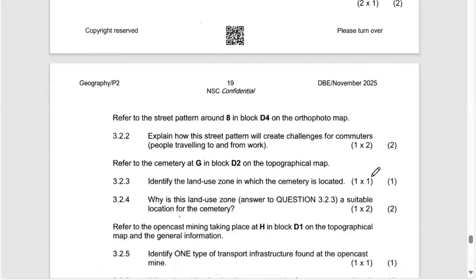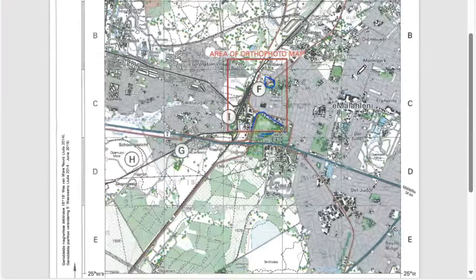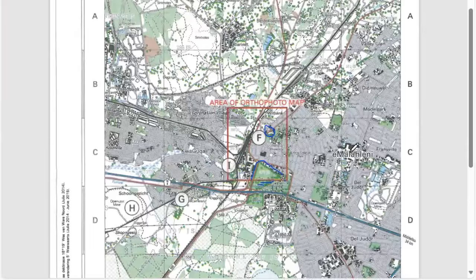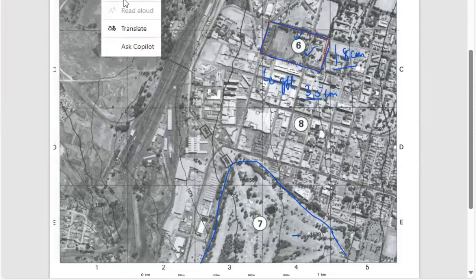Right. Refer to the street pattern around 8 in block D4 on the orthophoto. Explain how this street pattern will create challenges for commuters. Let's look at the street pattern around 8. Our area 8 is around here. What kind of street pattern are we visualizing? If we check there, we can safely see that this is more of a grid pattern.